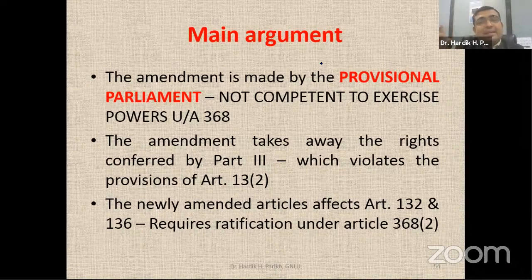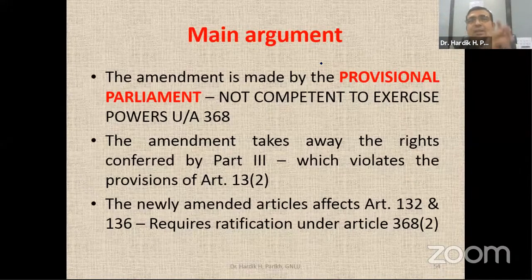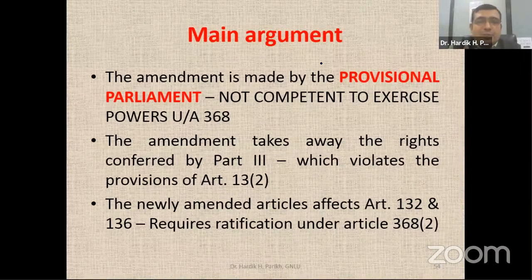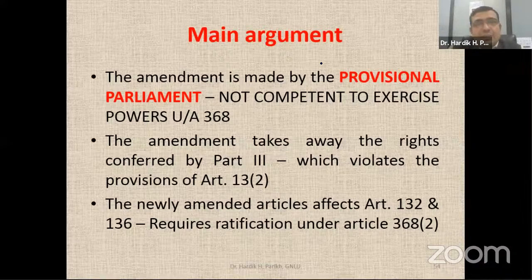Now, there is again a very interesting calculation: the original Constitutional Assembly became the provisional parliament. There were members in the Constitutional Assembly who actually sat together and enacted the Constitution of India. When it came into force, they also acted as a provisional parliament. And that's why one of the interesting arguments is, how come a provisional parliament is competent to make any amendment into the Constitution.